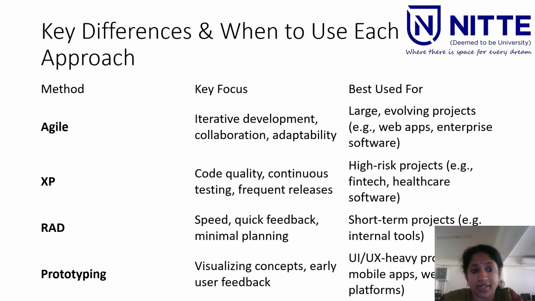So what are the main key differences, and when to use each approach? Key focus: agile means mainly we are focusing on iterative development, collaboration, and activities. It is used for large evolving projects. Extreme programming is mainly used for code quality and continuous testing. Mainly we are focusing on high risk projects like healthcare software, and it is about quick feedback and short term projects. Prototyping is about visualizing the concept, mainly for user feedback.